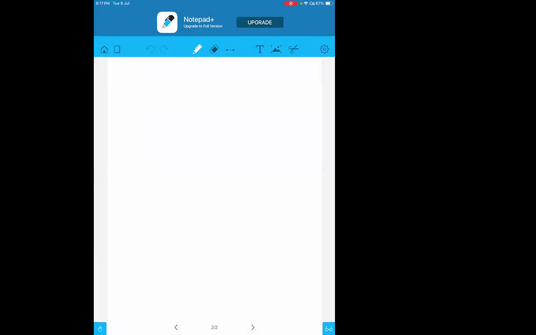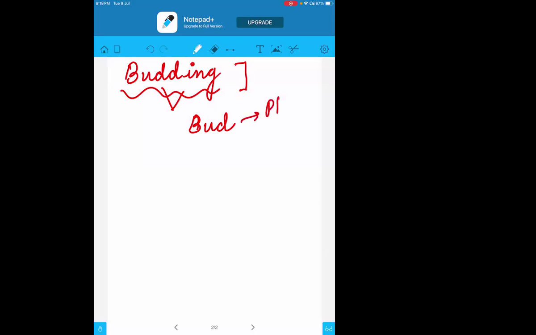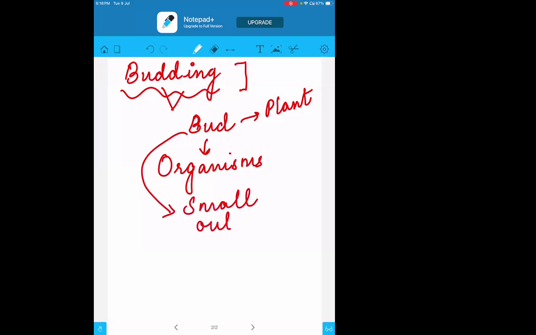In today's class, we will be discussing a new topic of asexual reproduction, which is budding. As the name itself says, in budding, a small bud is formed. I hope you have all seen a bud in a plant, a small bud that will be converted into a flower. That is the plant condition. But here we are talking about the organism, and the meaning of bud here is a small outgrowth-like structure.